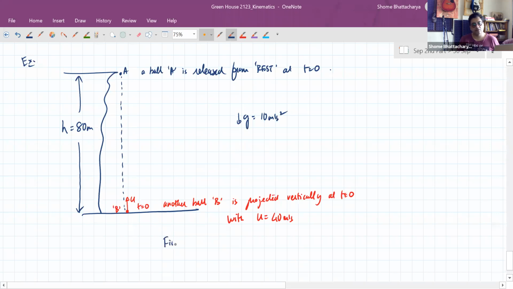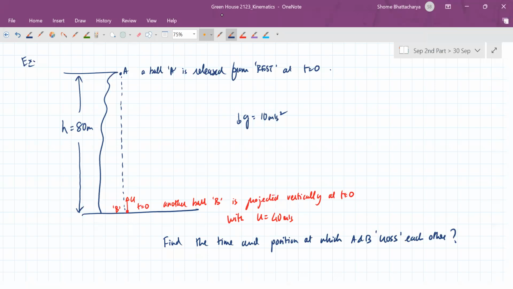So find the time and position at which A and B cross each other. Now you can do this by the normal method also without involving relative motion. But this will be a very interesting situation if we solve it by the relative motion method. So we'll discuss that. Just try working this out using relative motion.